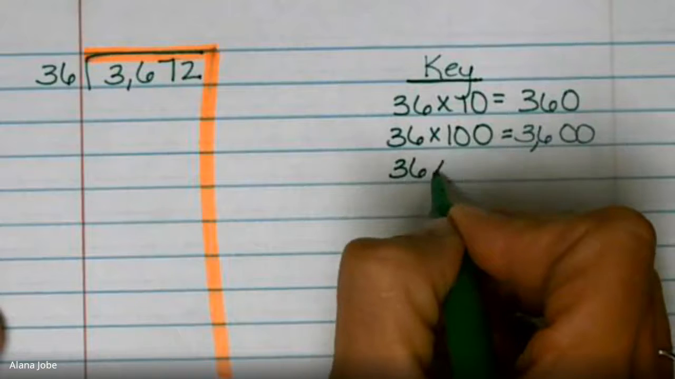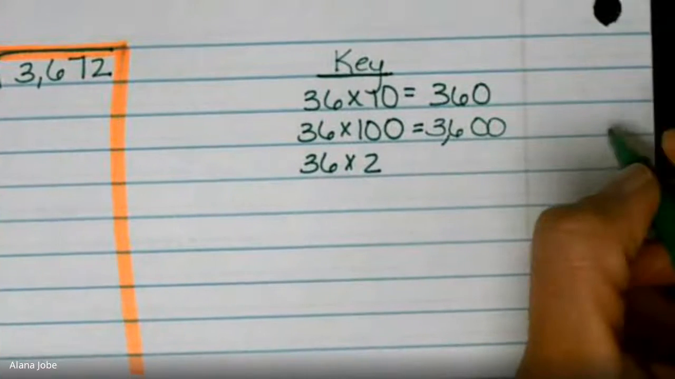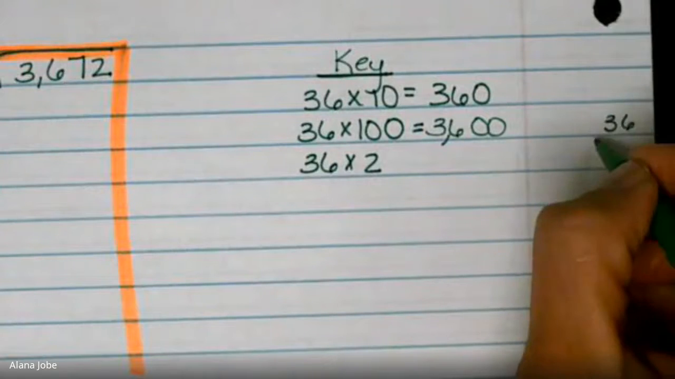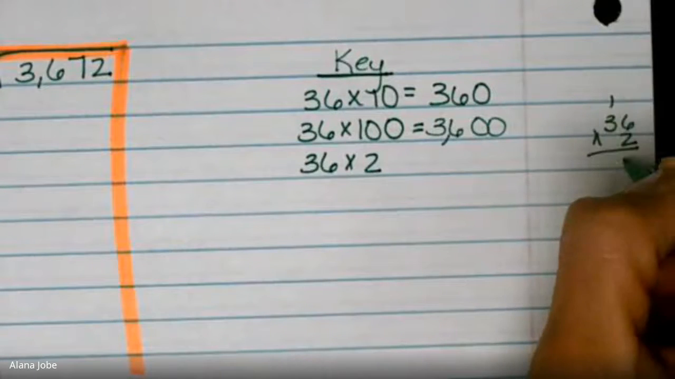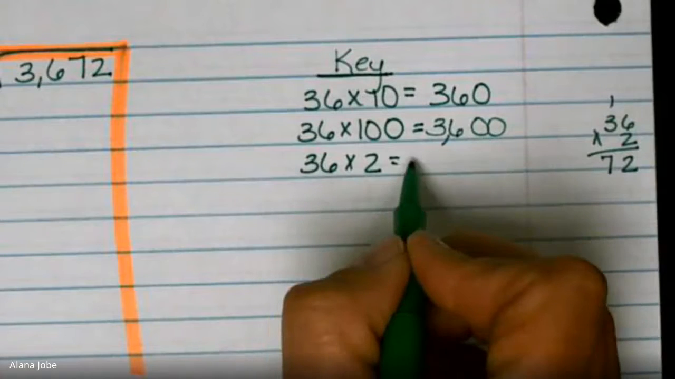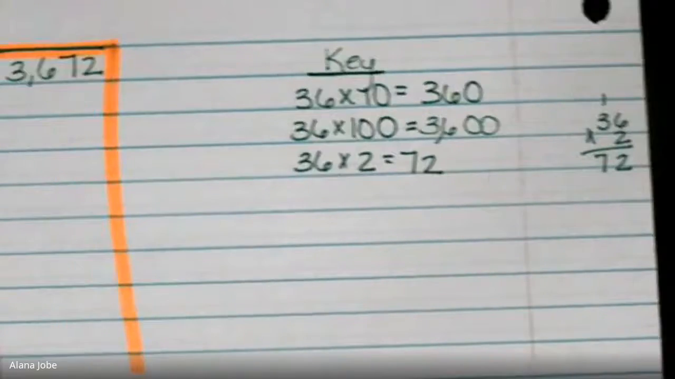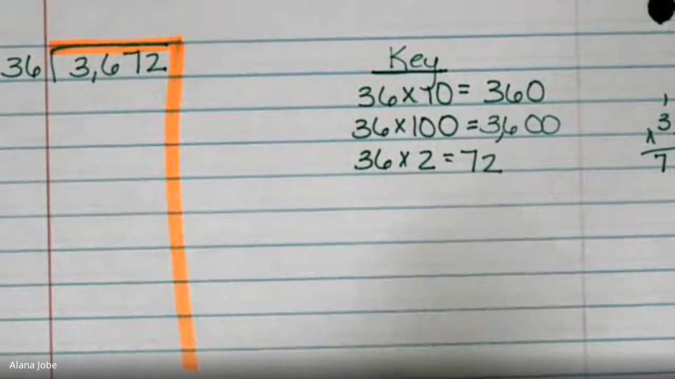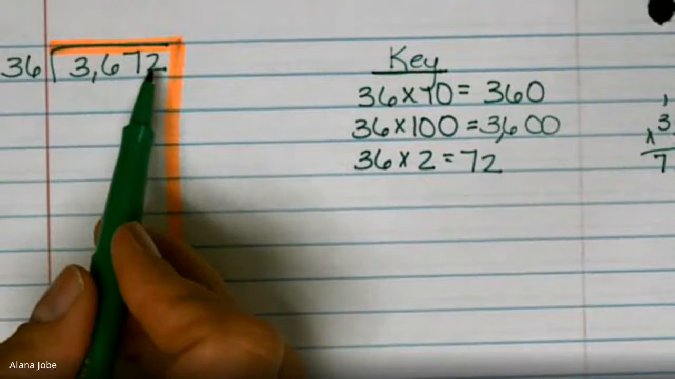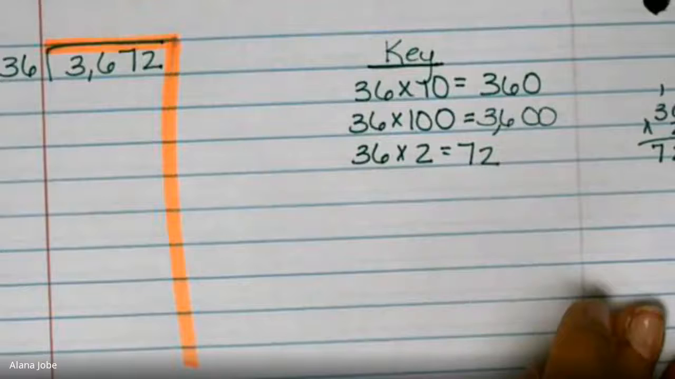So I might do 36 times 2, and I'm going to come off to the side just a little bit to figure out what that is. And I'm going to write that in my key. And I'm going to stop there for now. I'm going to see how far I can get because I can see I have a 72 right here and a 72 over here in my key.